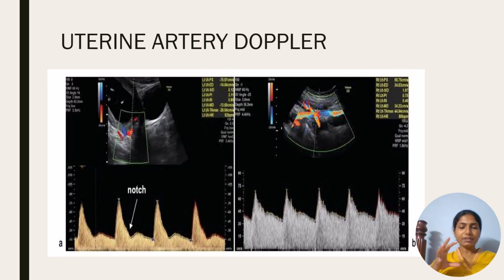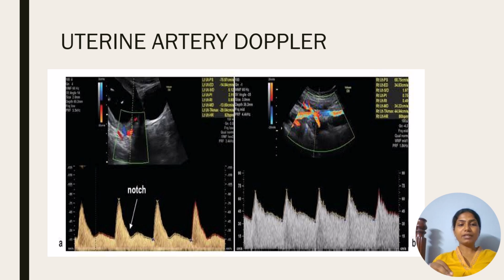Now the most important part. How do we do the Doppler? This is the practical application of how we actually do the Doppler. In this class, I will just explain how we do it, and in my further videos, I will demonstrate on a live patient how we actually measure and what the settings are. But for today's class, let me tell you how you do it.